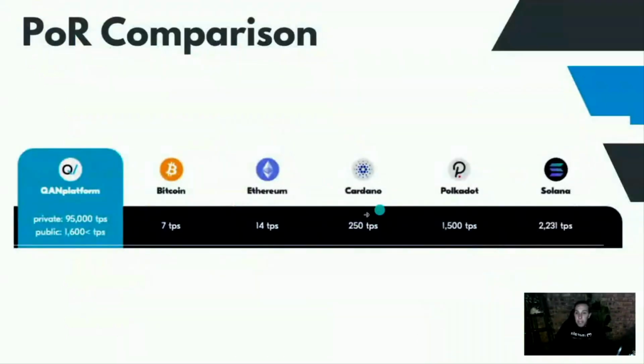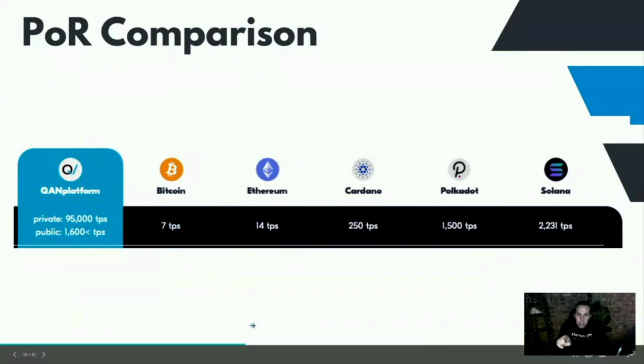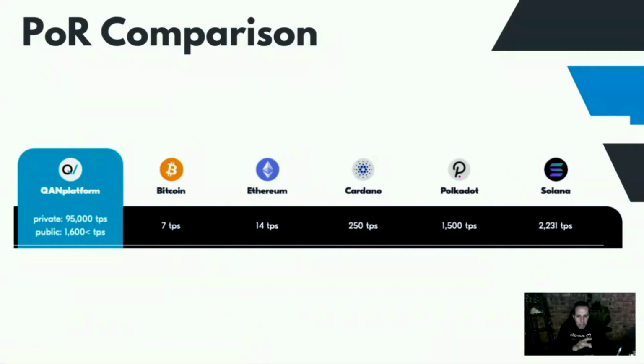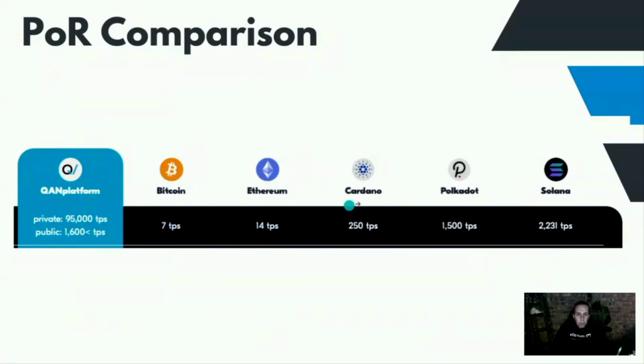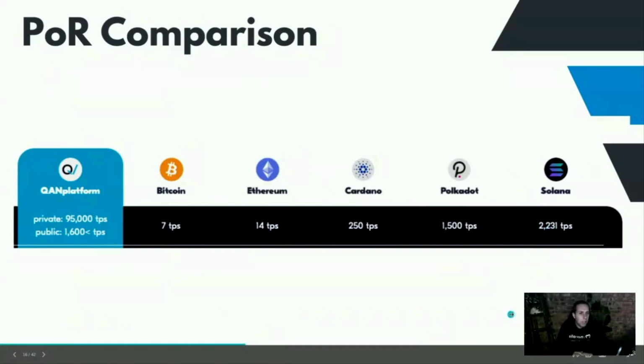So now if we take a look at the transactions per second that could occur on a blockchain, you'll notice, and I went and checked these numbers and they're pretty accurate for the most part: Bitcoin, 7 transactions per second. Ethereum, around 14. Cardano, around 250. Polkadot, around 1,500. And Solana is around 2,000. I think it was 2,800 the last I saw.